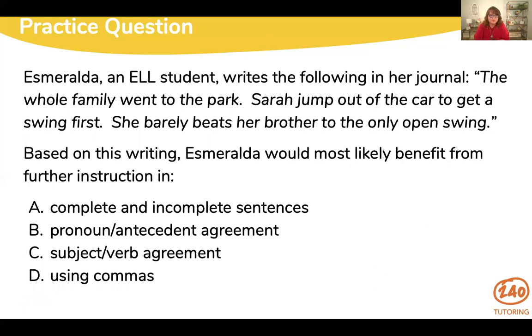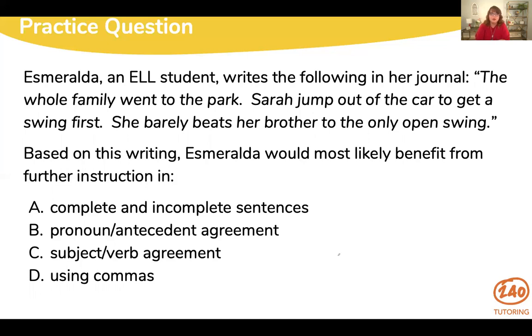Next question. Esmeralda, an ELL student, writes the following in her journal. The whole family went to the park. Sarah jumped out of the car to get to a swing first. She barely beats her brother to the only open swing. Based on this writing, Esmeralda would most likely benefit from further instruction in.